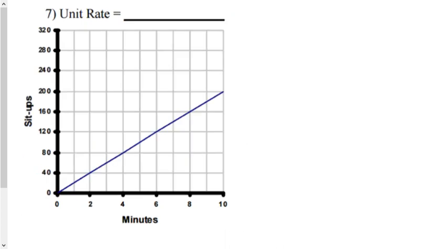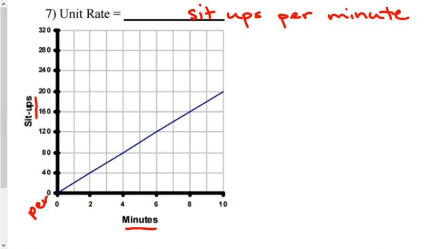Let's look at another example. Looking at this one, we're going to do the number of sit-ups per minute. So looking at that, we want to know how many sit-ups in 1 minute. So we have to find 1 minute. 1 minute is right here. If we go up from that, we have a point right here. The problem is, though, that's not exactly on one of our grid lines. So we don't really want to use that point.